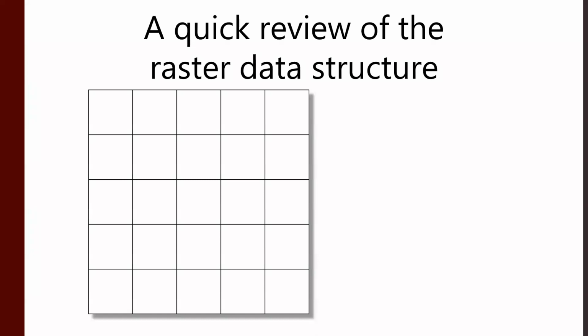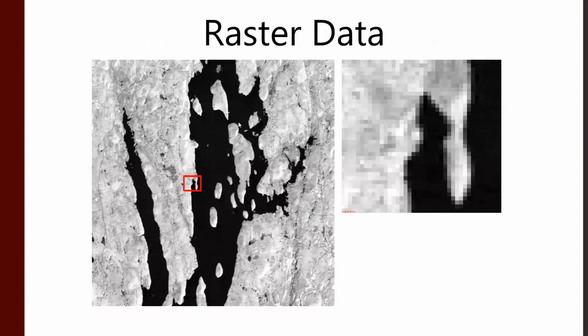Those pixels are arranged in a grid. Sometimes we call pixels cells. Sometimes we call the grid rows and columns. Raster data. It's a very straightforward, a very simple data format.